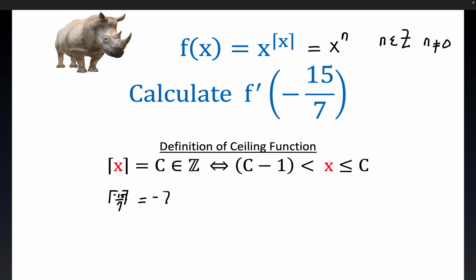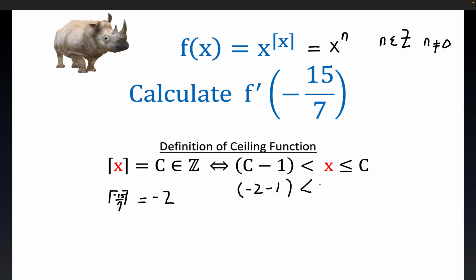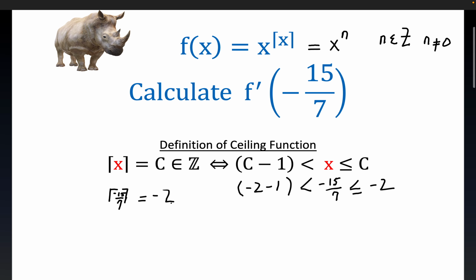And again, the reasoning is you're going to have minus 2, minus 1, which is negative 3. I'm just writing it in for the sake of not leaving anything out. Minus 15 over 7 less than or equal to negative 2. Okay? So the ceiling of this number is actually negative 2.